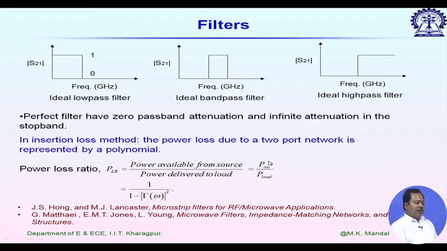If I consider normalized power values, in that case we can consider P incident equal to 1, divided by 1 minus magnitude of gamma omega square. Gamma is the reflection coefficient, and 1 minus gamma omega square represents the power delivered to load. Now, in this method, we change the input impedance, so the input impedance becomes a function of frequency, and that will be varying according to our requirement.